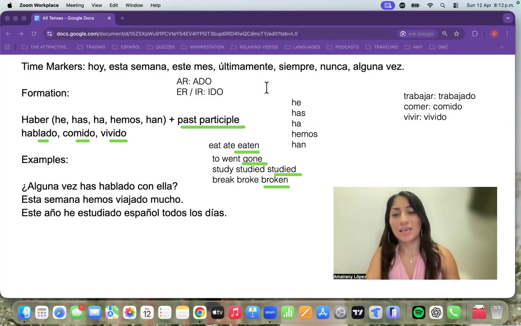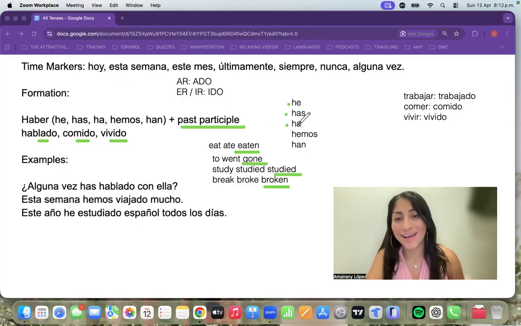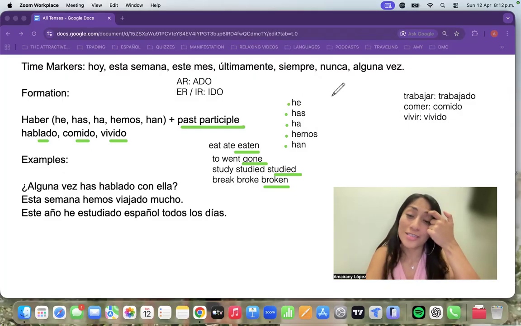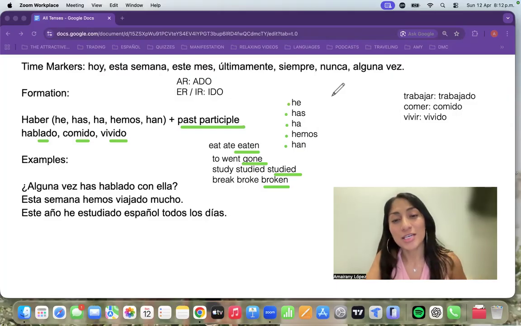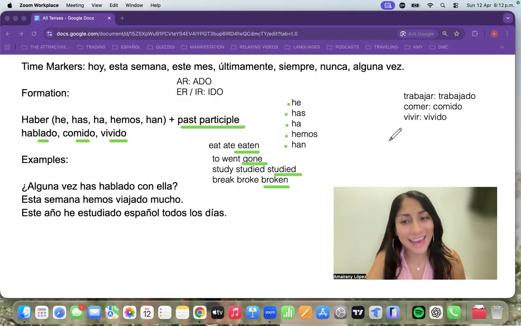So if you want to say I have, you're going to say he. You have, you're going to say has. She has, you're going to say ha. And we have, we're going to say hemos, and they have, you're going to say han. Important, by the way, do not pronounce the H. In Spanish, the H is silent, okay? So this is not "he" or "hay". This is going to be e, just e.